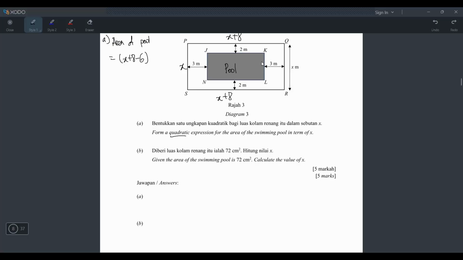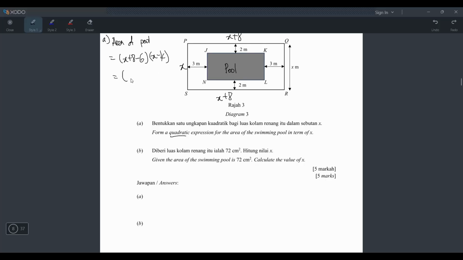But you have to multiply with what? You have to multiply with the width, which is how much? We all know the whole thing here is X. How do I know? Because here is X, so here is also X. But I have to minus 2 minus 2, so X minus 4, right? So I have to multiply with X minus 4 here.